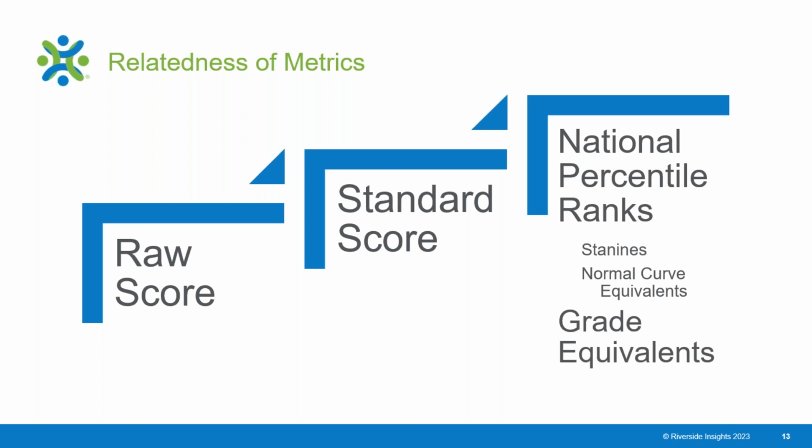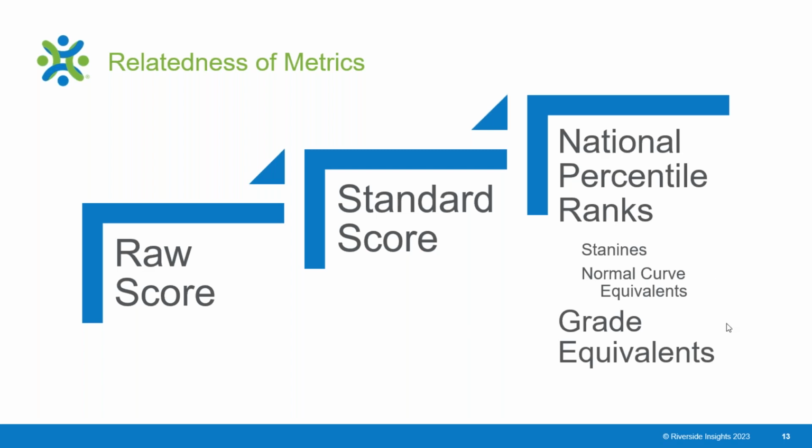The standard scores are also directly linked to a variety of other metrics that appeared on that list report. The most transparent one, I think, for users of the Iowa assessments is probably the National Percentile Rank. Other metrics of interest that are linked directly to standard scores would be what are listed below National Percentile Rank: Stanines, normal curve equivalence, and grade equivalence.